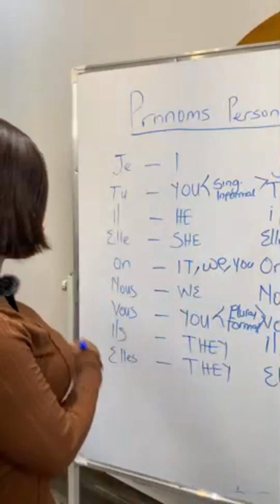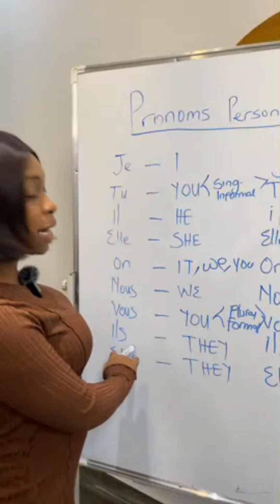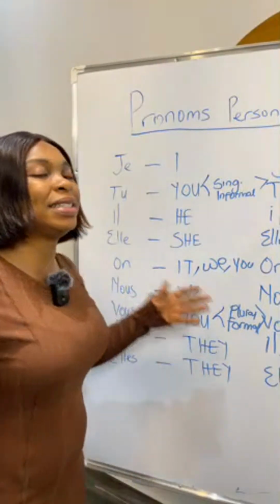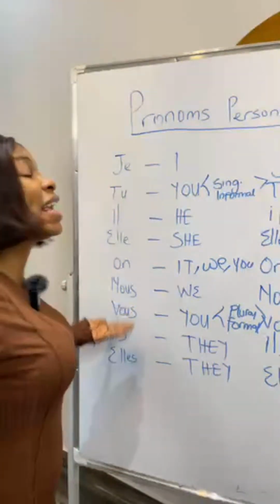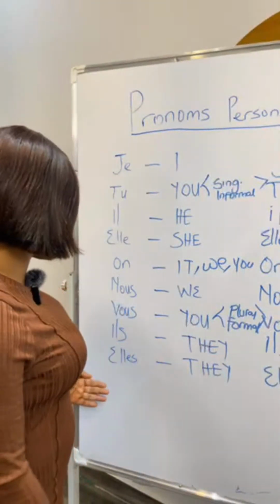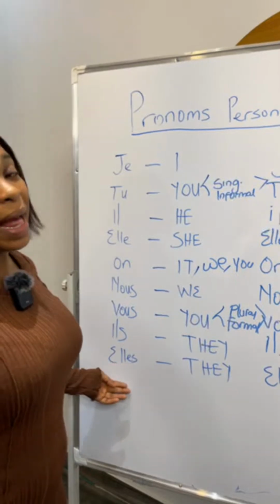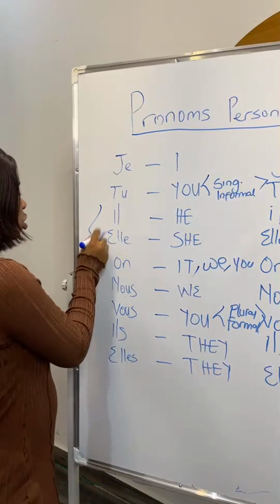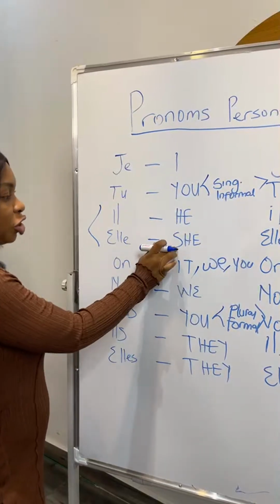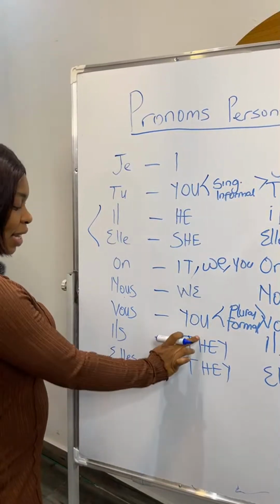All right, so let's get on. The next one is ils. Ils meaning they. So see, it's not il. Don't forget, the S is not pronounced. So it's ils meaning they. And we have elles, not elle. So don't mix it up with this one. This is the singular, he and she. But this is ils, they, elles, they.